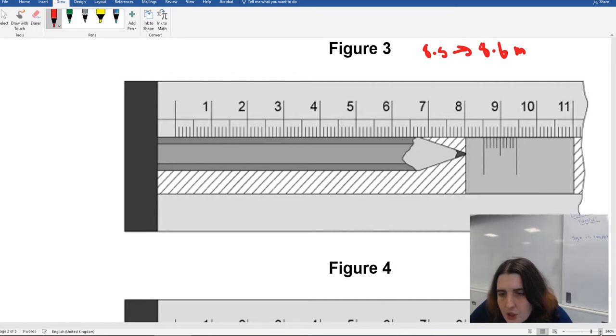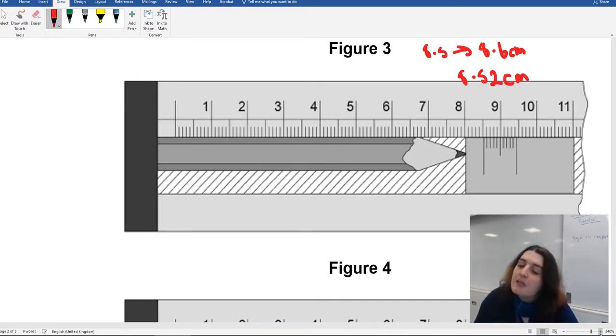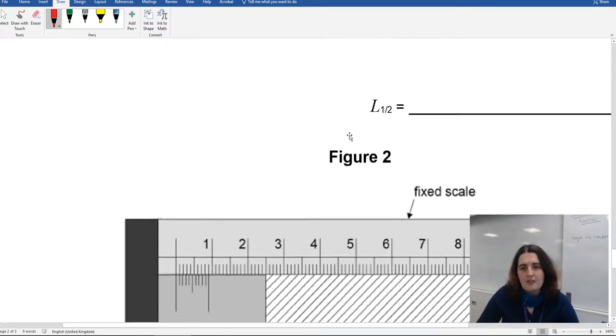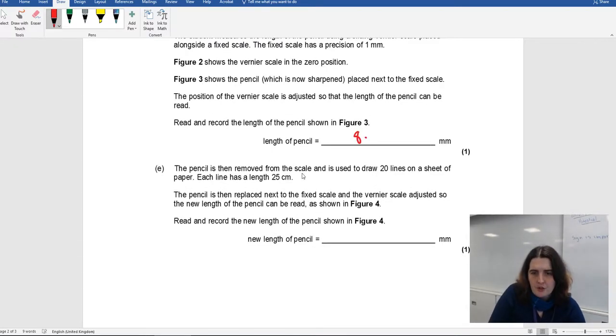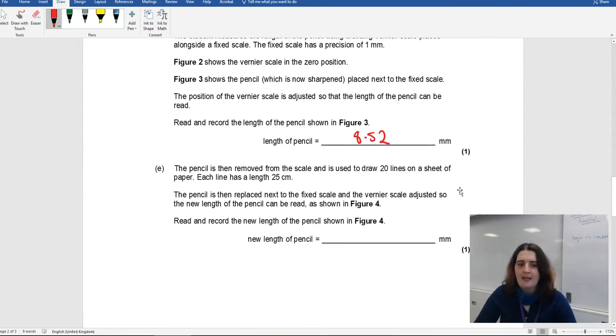Now, what you need to do is look at all the other lines and find when those lines first match up. So I would say here, or here, let's have a look, 8 point, yeah, I would say there. So looking at this position here, you can see they have lined up at 8.5, and it's at the second one there. So there we go. That's what it's saying here, 8.52 centimeters. So the length of this object, if I just zoom out again, here is 8.52 millimeters.